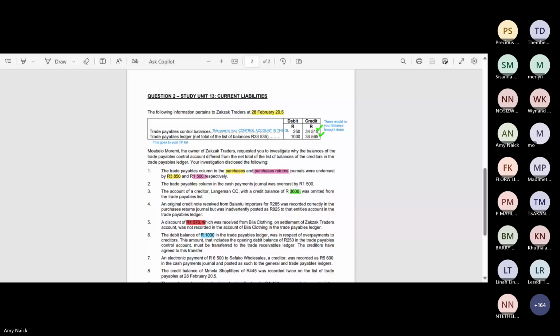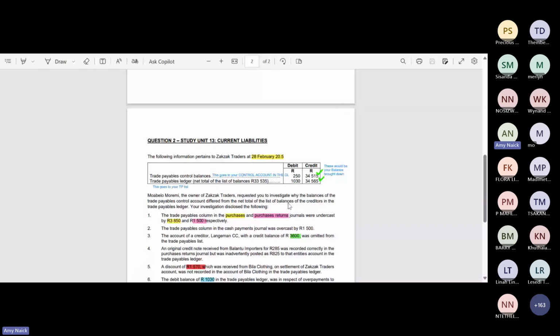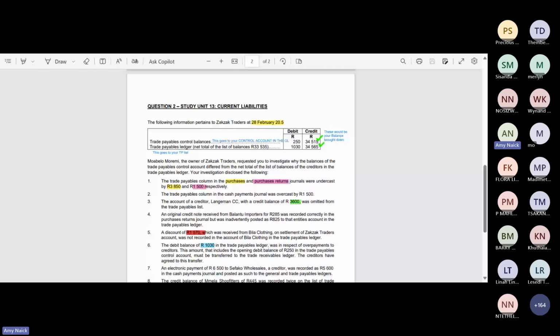Okay, so basically the thinking process behind answering any accounting question is obviously to go through the information and then look at the required. So I've highlighted everything and linked that back to the solution to aid you in your thinking process, and this will help you with the notes that come through as well. So if you look at the information, it says the following information pertains to Zack Traders at 28 Feb 20.5. So they then give you the balance.